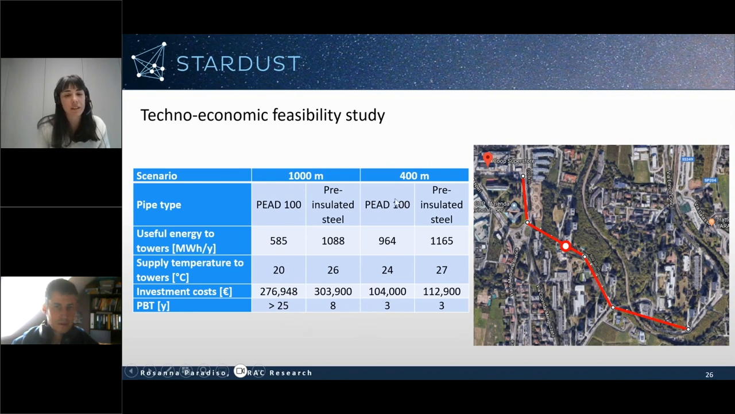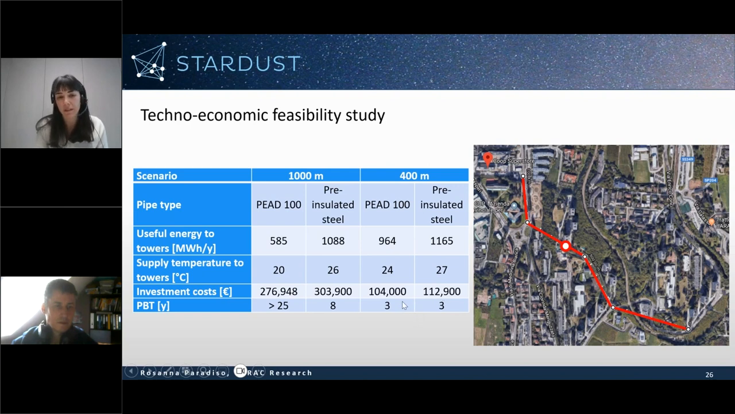Instead, considering another scenario which was not object of the study in Stardust, but we wanted to investigate also the influence of the distance on the economic figures. So considering the towers closest to the COP Superstore, they were 400 meters far from the COP Superstore. We have that the payback time is 3 years.